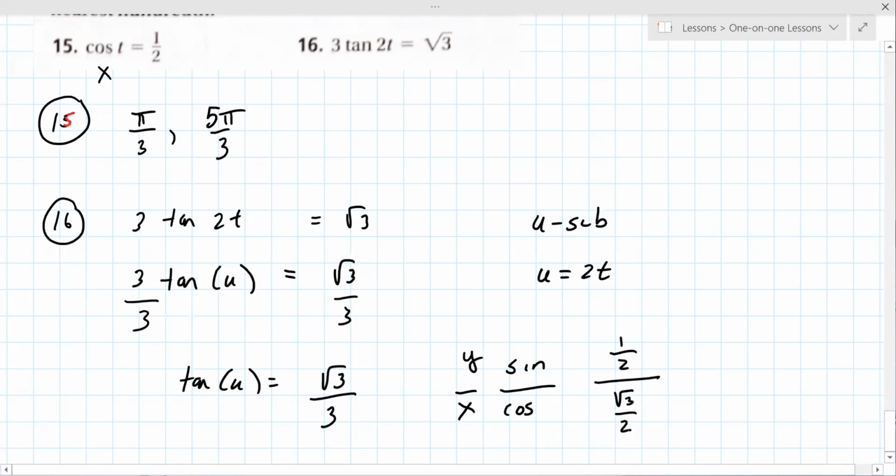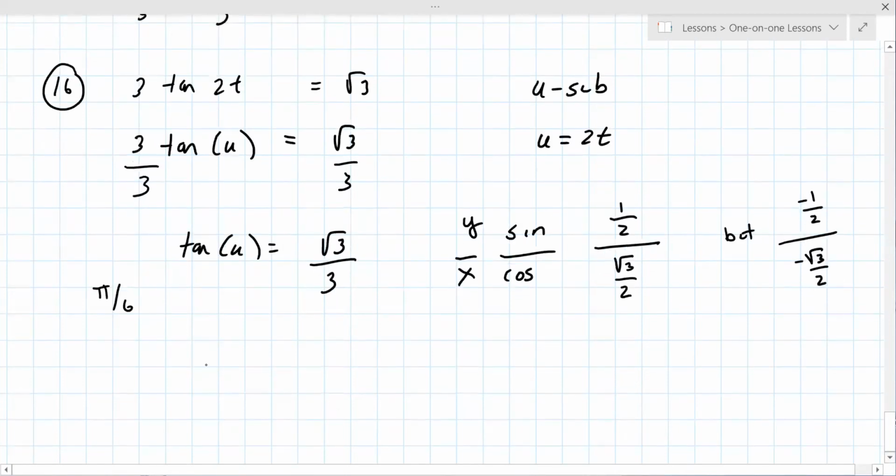So I have to find the y. So the x coordinate is root 3 over 2, and then the y is 1/2. So that's at pi over 6, but there's one more place, because tangent is also positive in the third quadrant, and that's because this can also be negative 1/2 over negative square root 3 over 2.